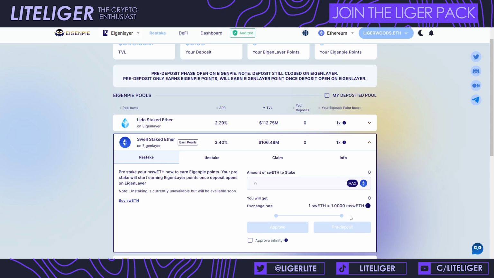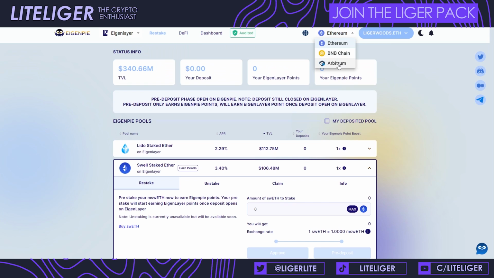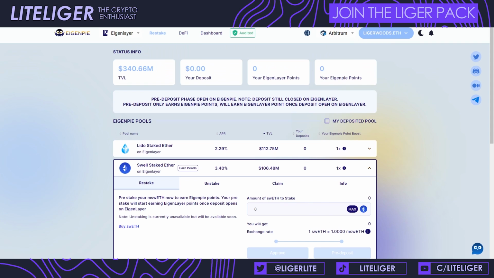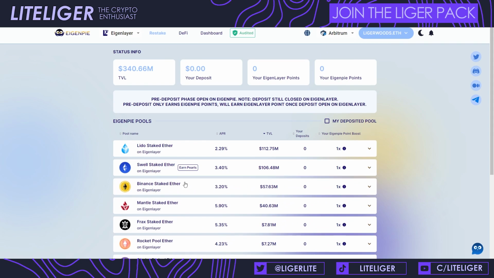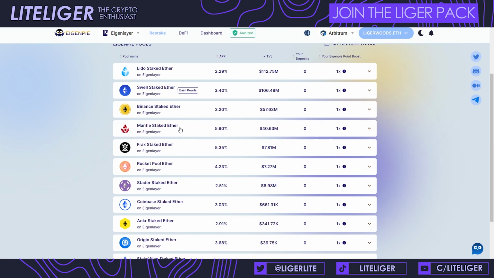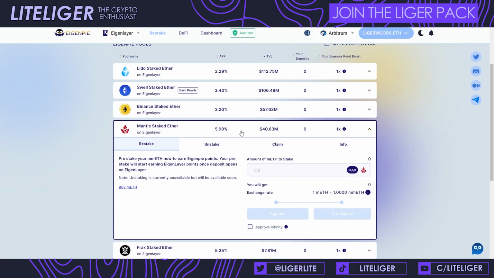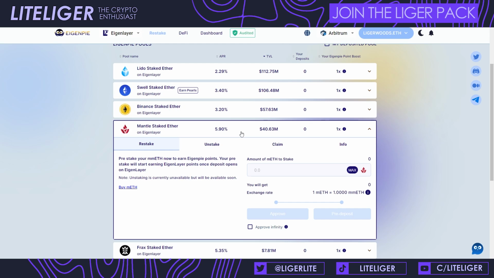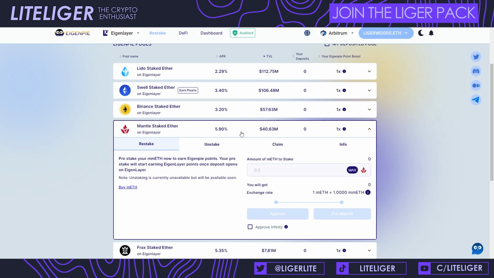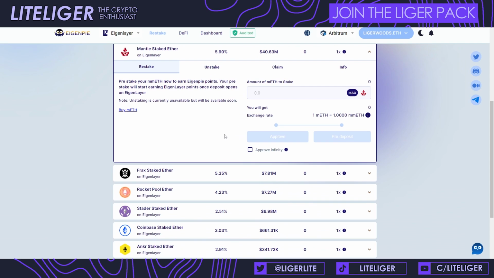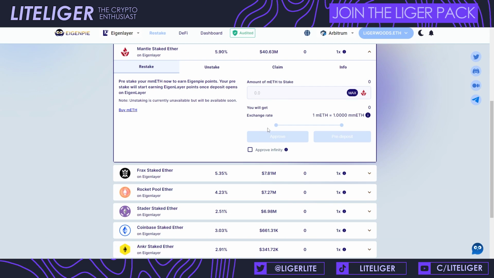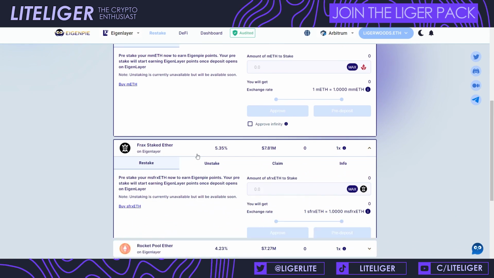This is on mainnet though, so the fees are kind of high. They do have Arbitrum here, but I don't think this is going to be on Arbitrum, any of these Eigenlayer things. They got a couple of different interesting options here. The Mantle Staked Ethereum is another interesting one. They might be part of another Mantle drop, which may happen. But that's very speculative on my part.